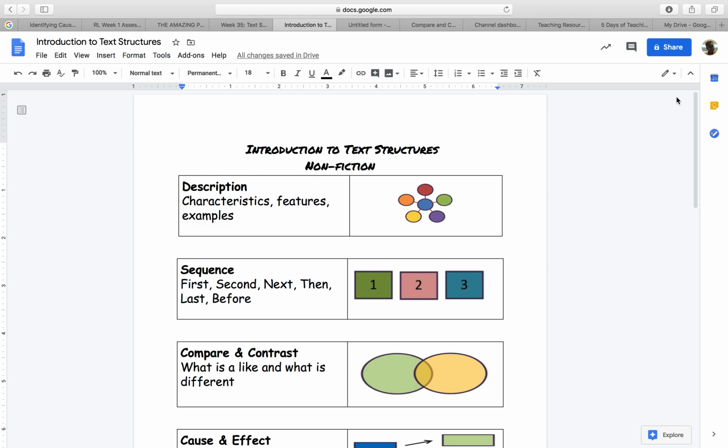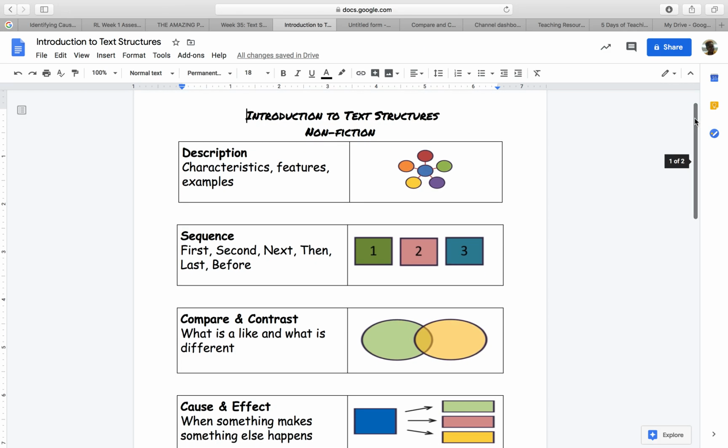So there are 5 text structures that we're going to learn about. The first is called description. If you can't see it, the root word in description is describe. Pretty much the author is going to talk about one specific topic and they're going to describe it. They're going to tell you more about it.